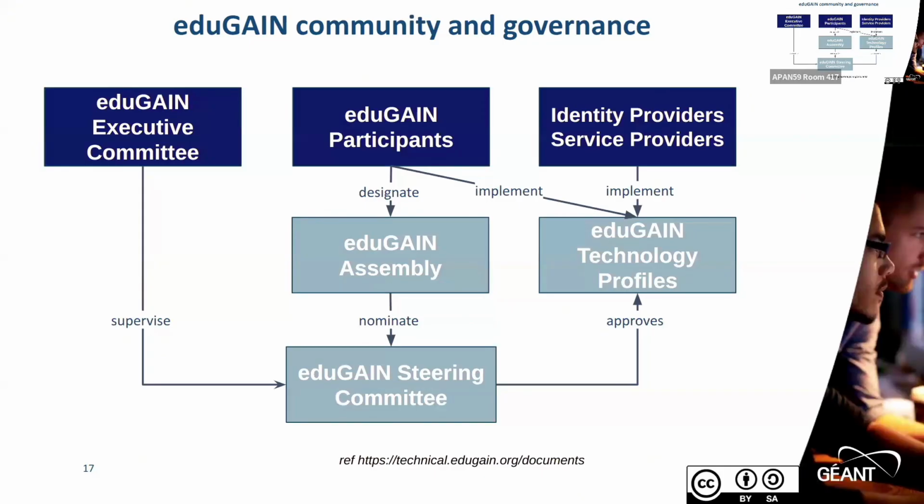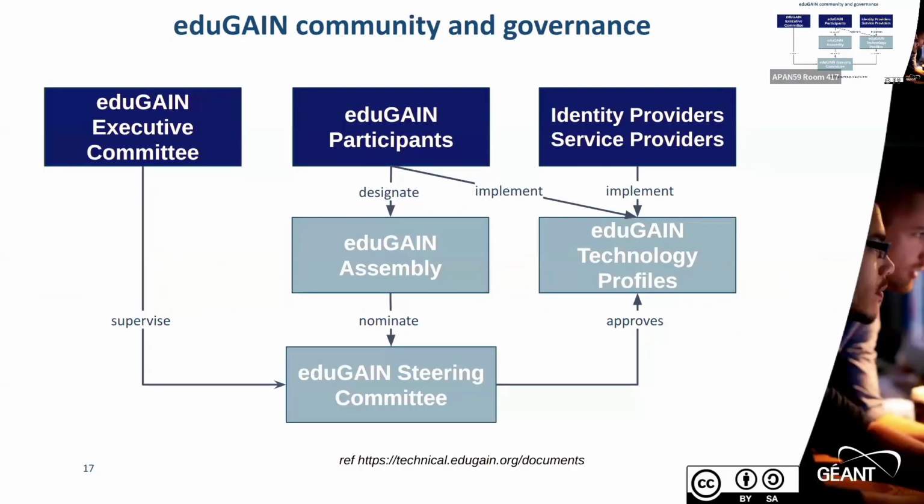Given the structure of eduGAIN, given that the operations are run and funded by GÉANT, GÉANT also has the role of an executive committee that, to be honest, has only been played one time, when the EU decided to cut all the funds, agreements, relationships and projects with Russia, with the invasion of Ukraine. This is the only time that the GÉANT executive committee stepped into the eduGAIN governance.